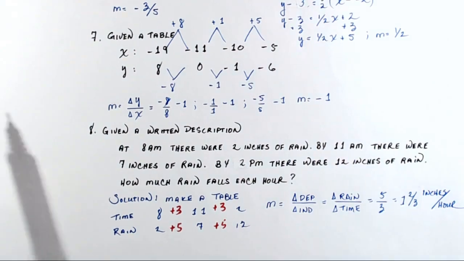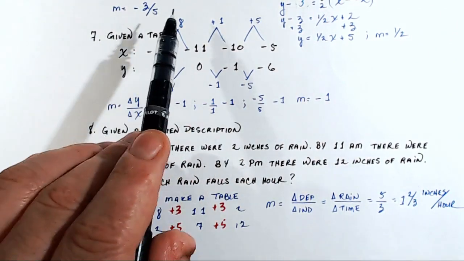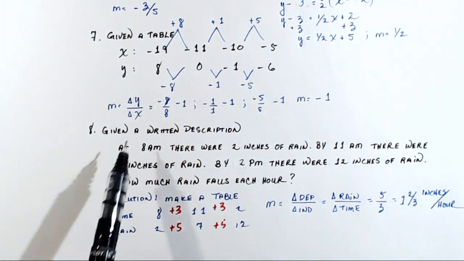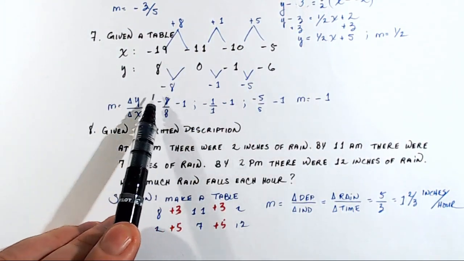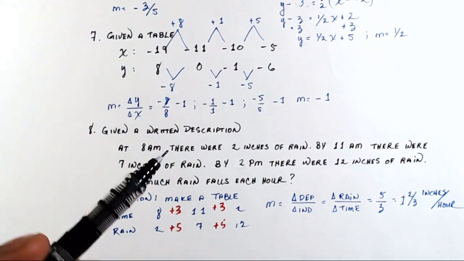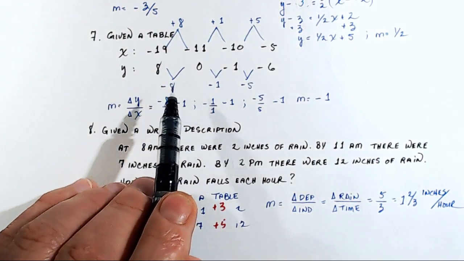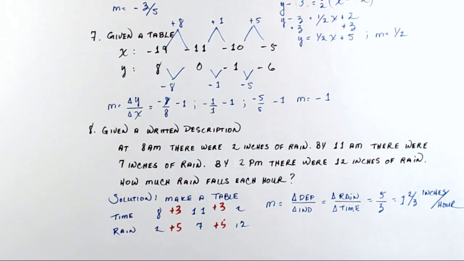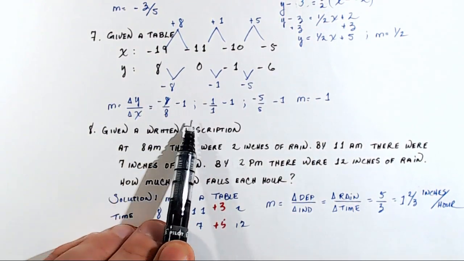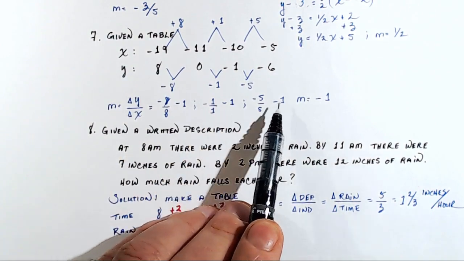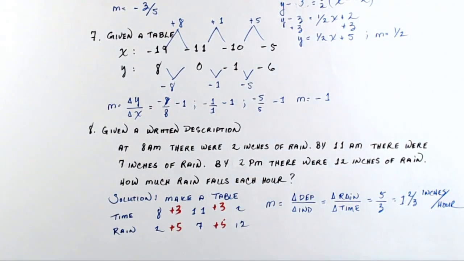Number 7, given a table, here we have a table of values. We find the differences in the x values, 8, 1, and 5, and then we find the differences in the y values, -8, -1, -5. Then we take the ratio of the change in y, that would be -8, -1, -5, over the change in x, and each time we find that the ratio simplifies down to -1, -1, -1. Therefore, the slope is -1.